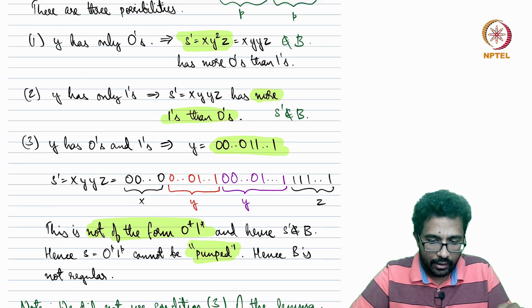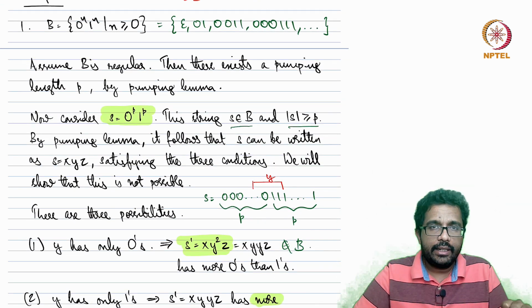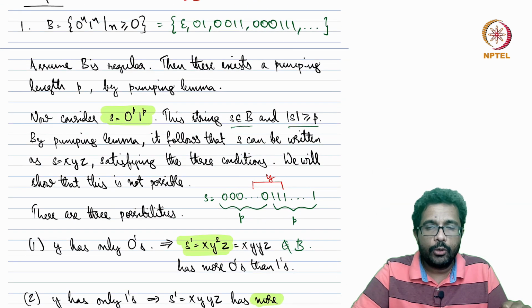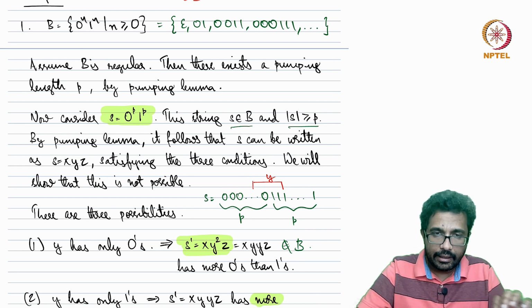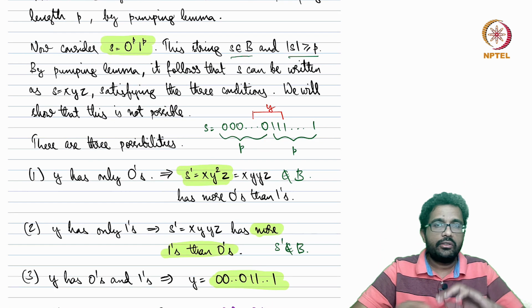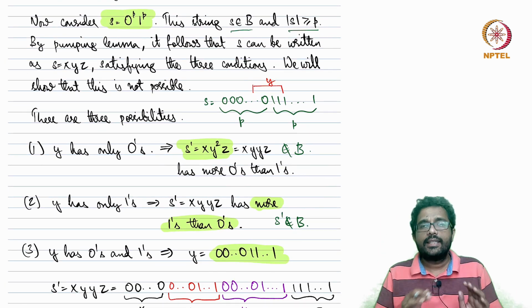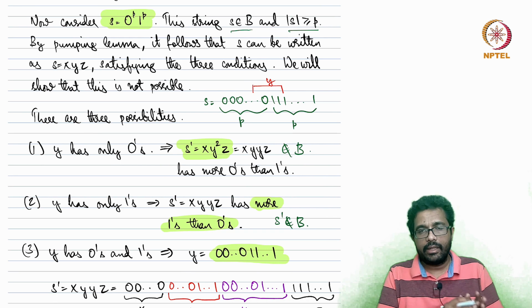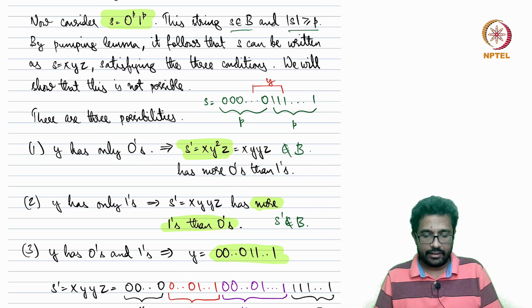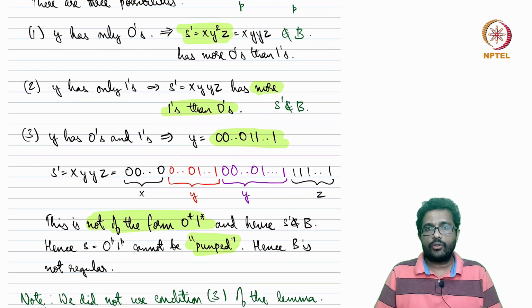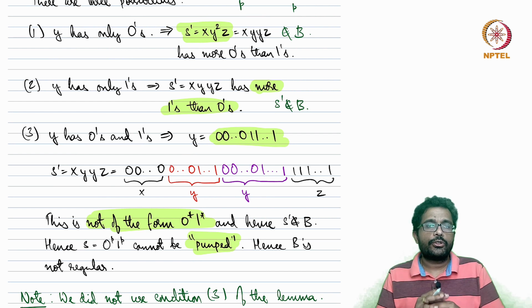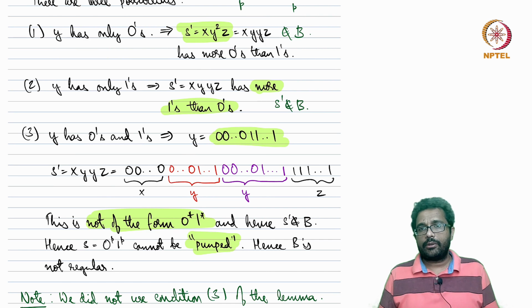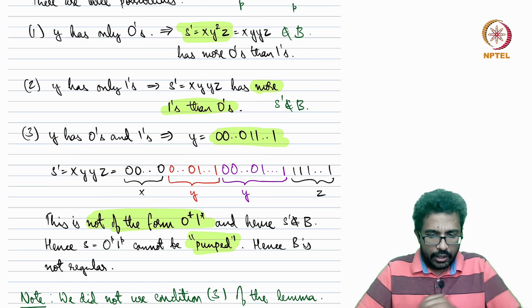Right. So we assumed that B is regular. Then we assumed a pumping length. Then we chose, again this is entirely our choice, one string 0 power p, 1 power p, and showed that there is no possibility of splitting it as x, y, z that meets the conditions. So this is the usual template of what we follow when we want to show that a language is not regular.